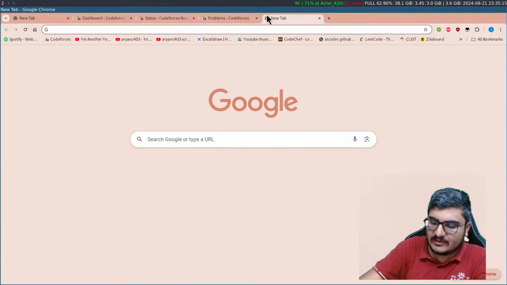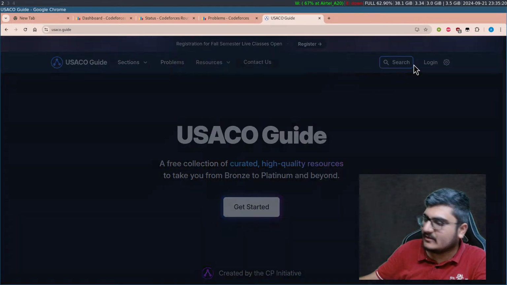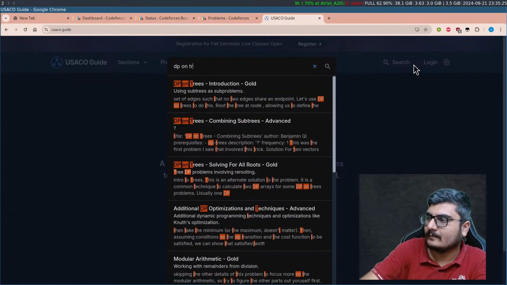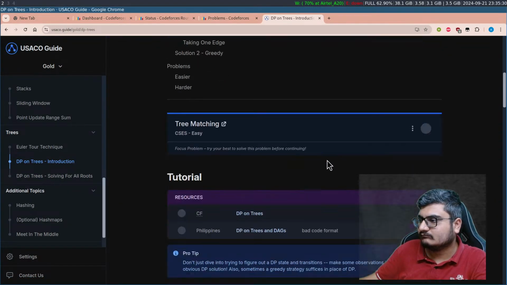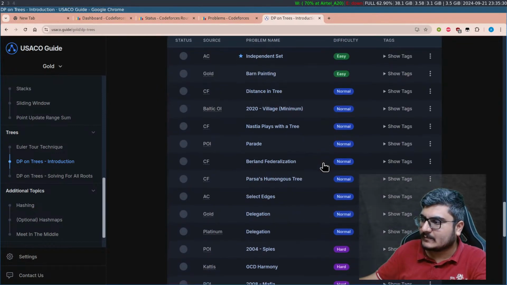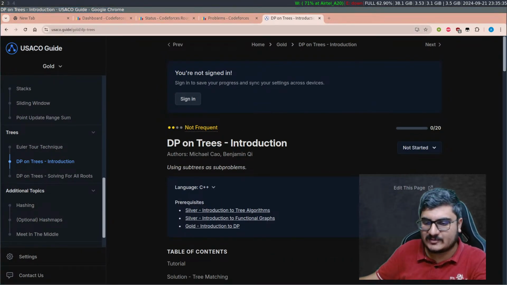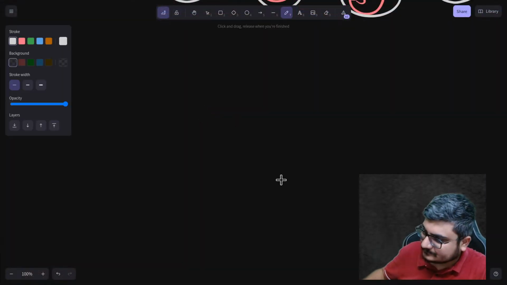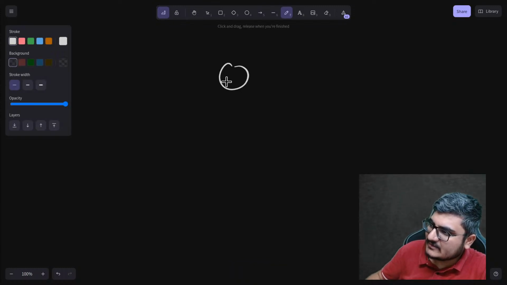Now the way to do this type of problem is DP on tree. There are some really good tutorials over there. You can probably check out this or the CSES problem set over here. The idea is, let's say we have this tree.